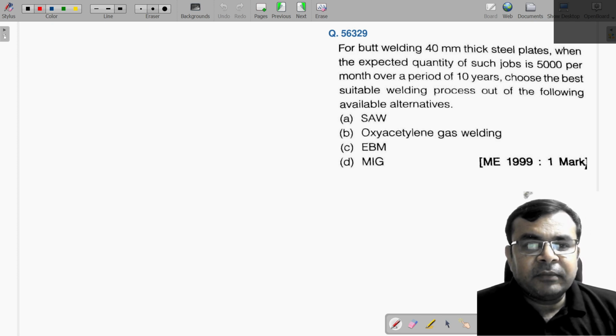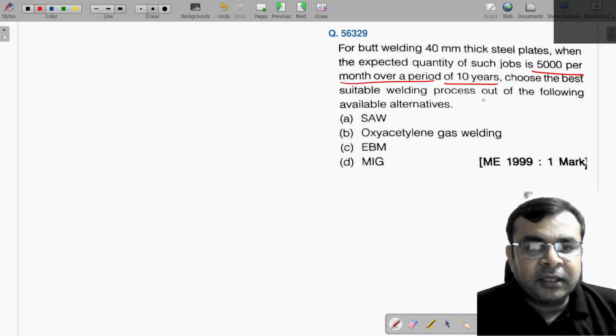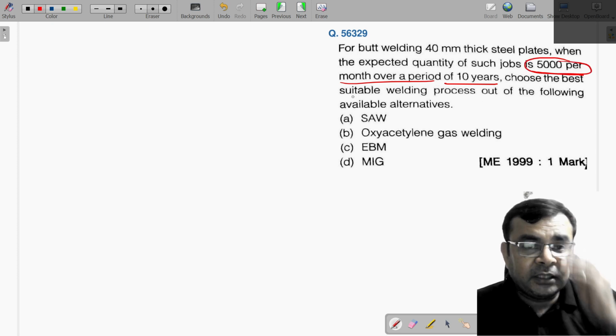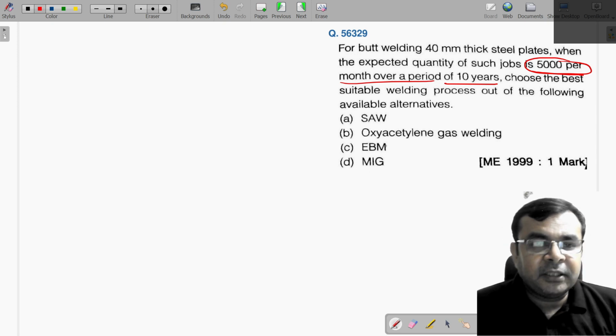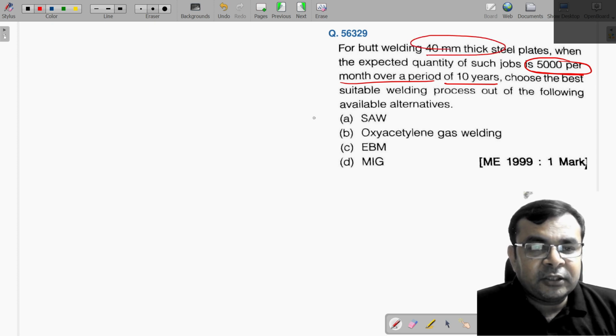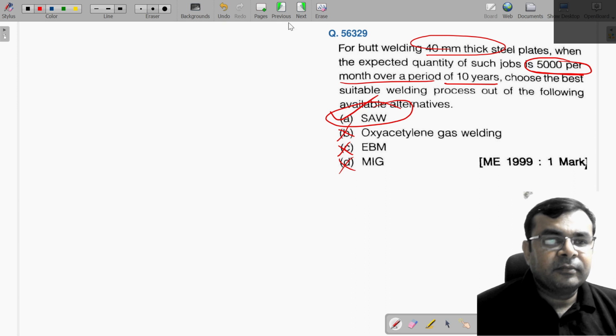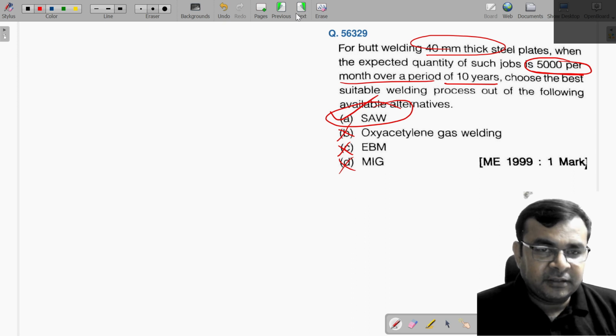For butt welding of 40 mm thick steel plates, when the expected quantity of such jobs is 5,000 per month over a period of 10 years, choose the best suitable welding process. 5,000 per month means approximately 130 components per day. For thick sheet joining, oxy-acetylene gas welding is not suitable. Electron beam is also not suitable. MIG welding is also not suitable. The correct answer is submerged arc welding, which is mainly used for welding of thick sheet.